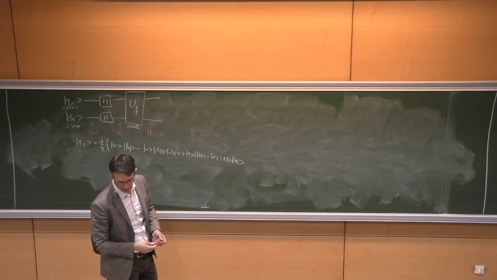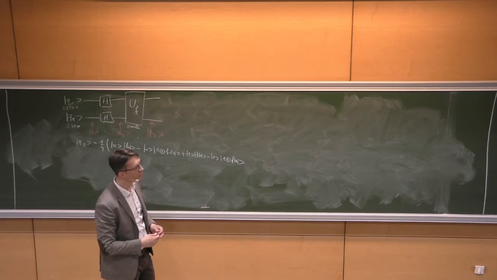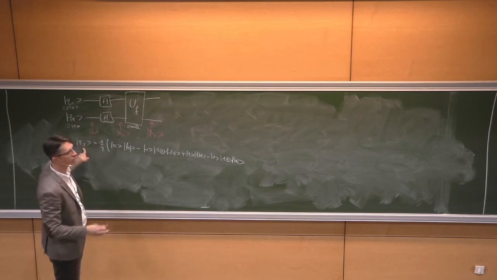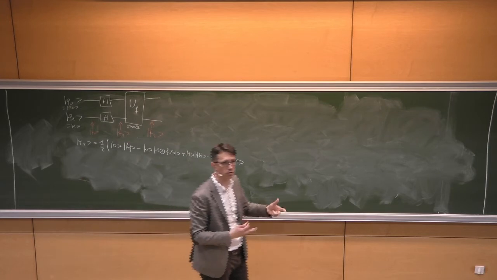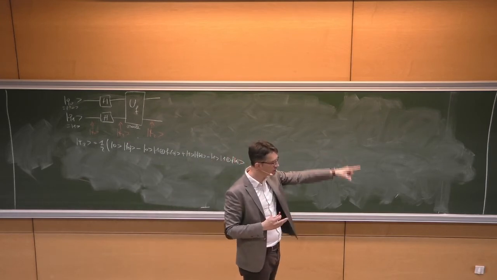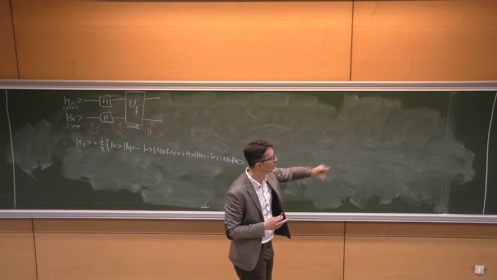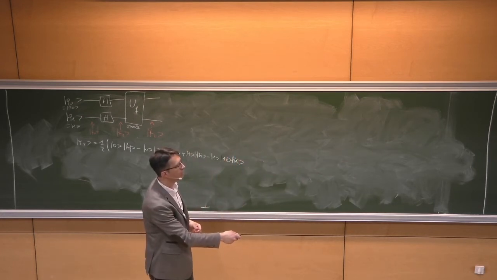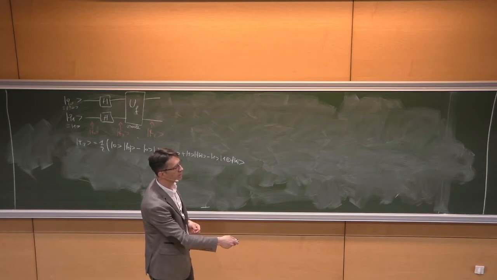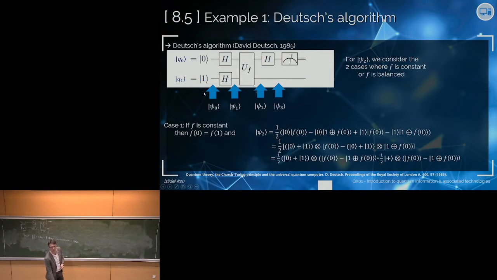So for psi 2, now let's consider the two cases. Either f is constant or f is balanced. In both cases, we will see what it gives us, and we will see that at the end, by simply doing a Hadamard operation on qubit 0 and then a measurement, is going to give us, in one query, whether the function is constant or balanced. So one query is one measurement only. But for now, let's differentiate the two cases.